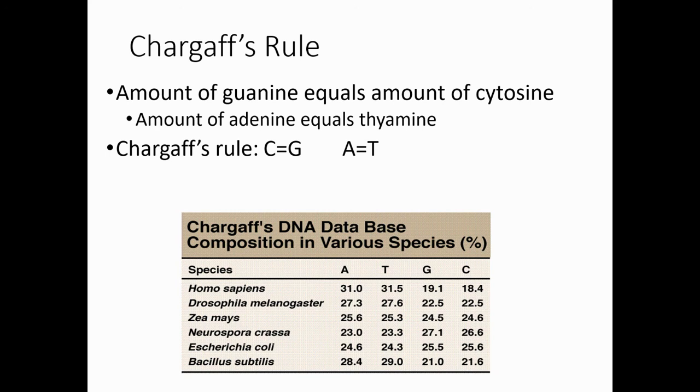Chargaff was studying DNA, and he started breaking apart DNA and asking questions about it. He found that the amount of guanine in a DNA strand is about the amount of cytosine. Same thing with adenine: the amount of adenine is going to equal the amount of thymine. From that, we get Chargaff's rule: wherever you see a C, you have an equal G, and whenever you see an A, you have a T. So if your strand of DNA lines up like A, T, C, G, the A is going to pair up with a T, the T with an A, C pairs up with a G, and therefore G pairs up with a C.